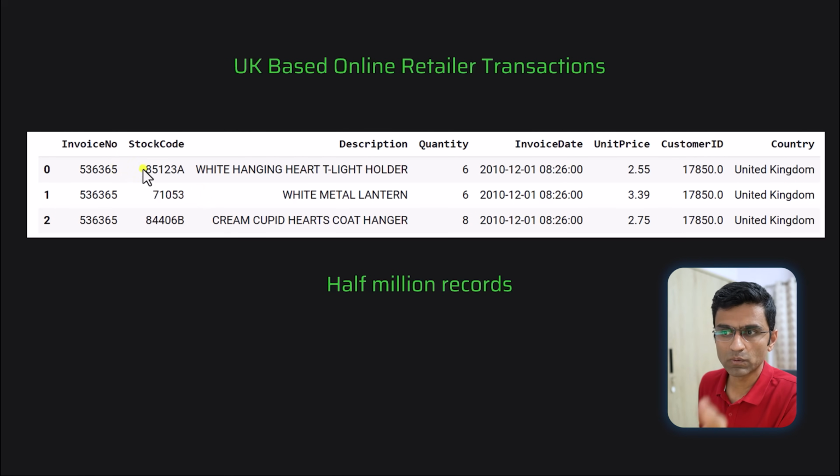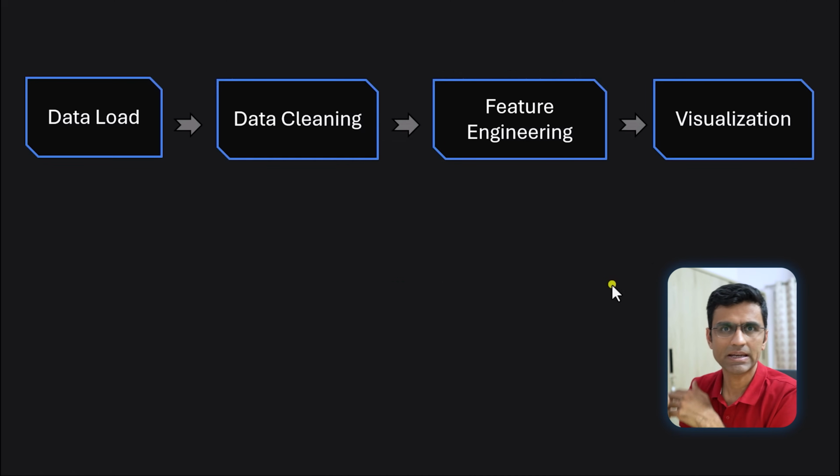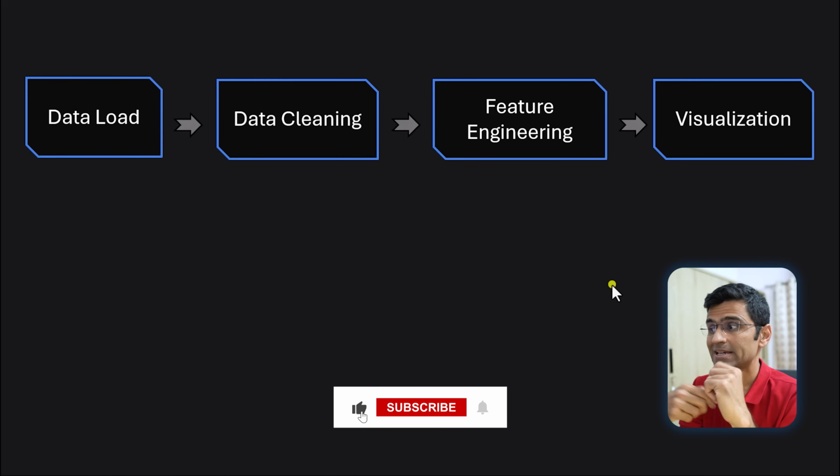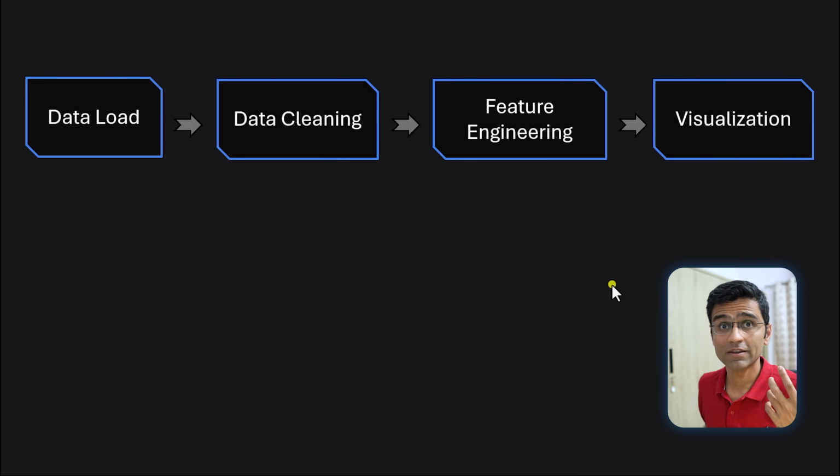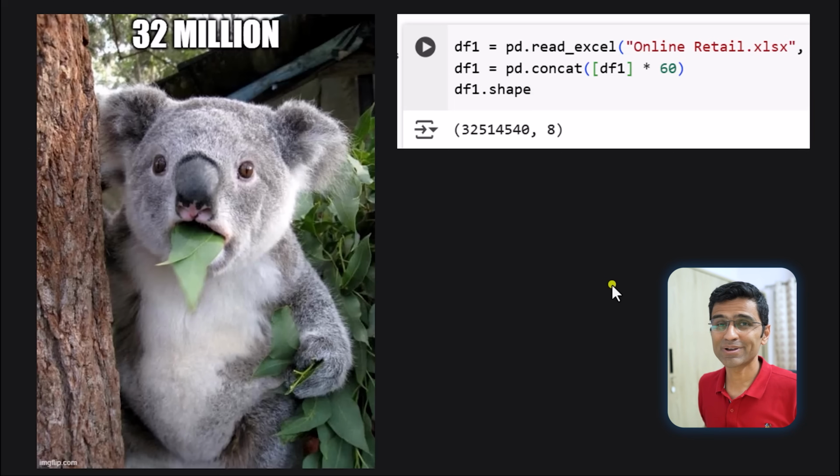The columns are invoice number, stock code, which is the product ID, description, quantity, invoice date, unit price, customer ID, and so on. We'll perform all typical steps right from data loading, data cleaning. We'll also create some new features, and then we'll do visualization and exploratory data analysis to generate the insights. Later on, we are going to analyze 32 million records. We will synthetically create new records out of our original dataset, and I will show you how using FireDucks library can speed up your analysis.